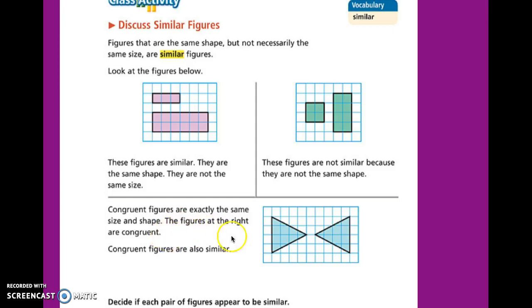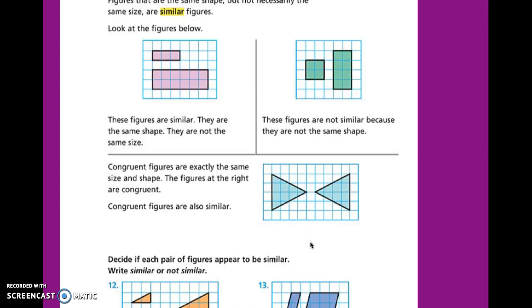The figures at the right are congruent, right? These are congruent, same size, same shape. But we also say that congruent figures are also similar, okay? So even if the shapes are congruent, they're the same size, same shape, they're also similar because they're the same shape, okay? So that's kind of a little confusing. Congruent figures are also similar, but not all similar shapes are congruent.